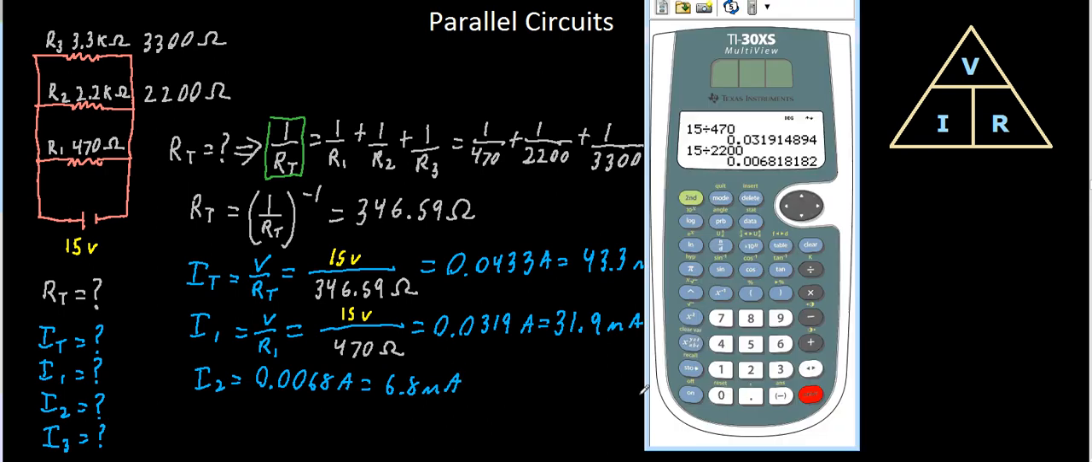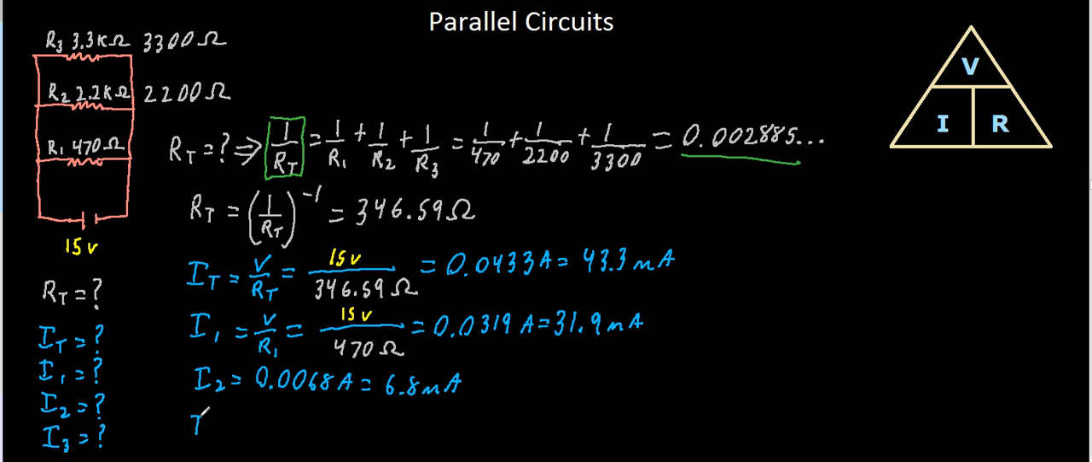And then we can do the exact same thing for current 3. The voltage hasn't changed, and we divide that by our resistor 3, which is 3300. And what do we get? We get 0.0045, so we can write that out as well. Current 3 equals 0.0045 amps, or of course 4.5 milliamps.